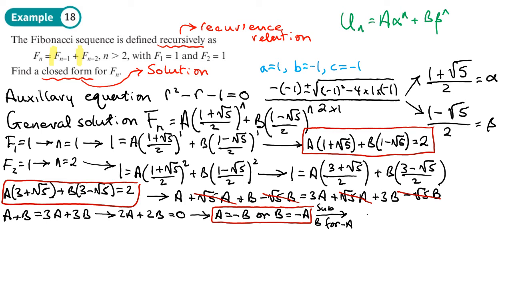then I will get, and I will expand the brackets again, a plus root 5a. This b is going to become negative a, so I'll have negative a, and then negative a times by negative root 5 is going to be plus root 5a. Root 5a equals 2. Now you can see that that a and that will cancel out, so I'll have 2 root 5a equals 2. Divide both sides by 2, divide by root 5, and then I will get a equals 1 over root 5.